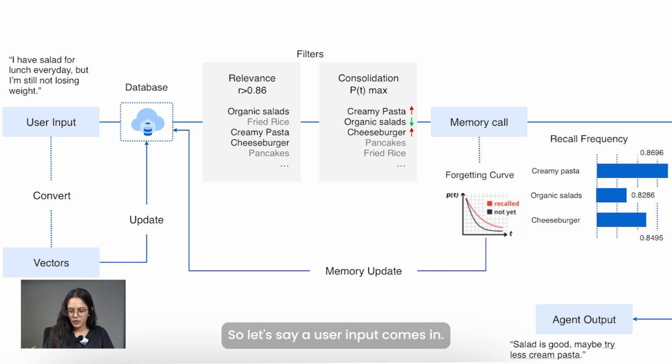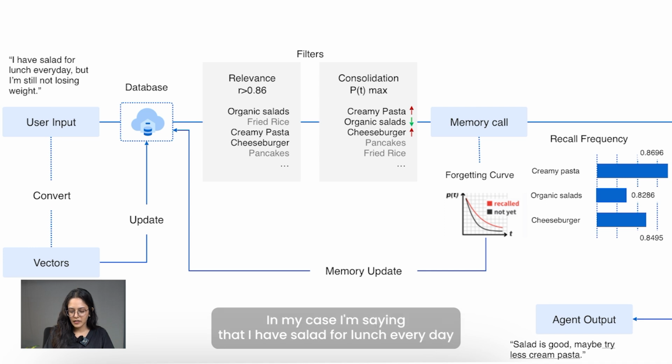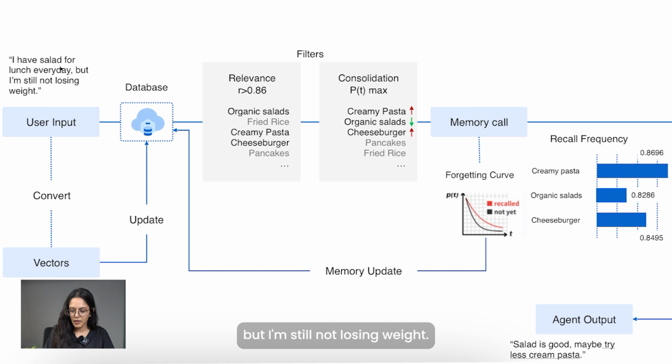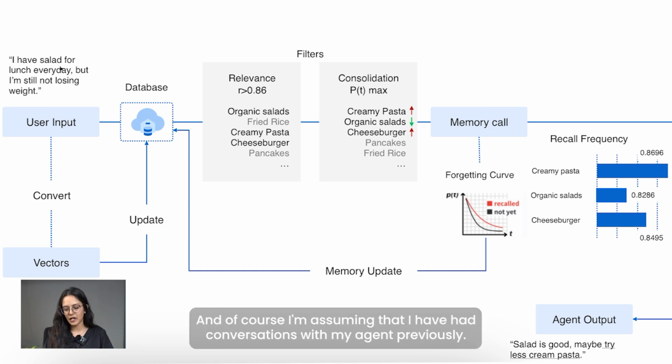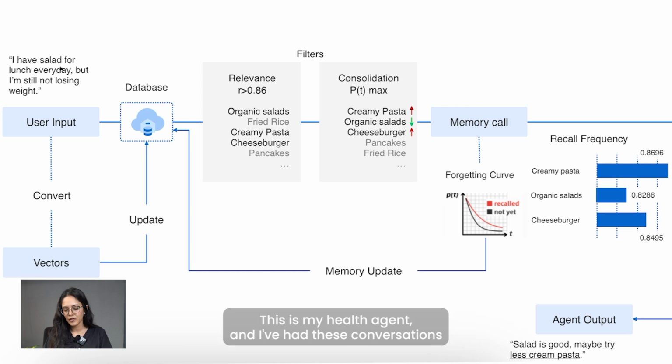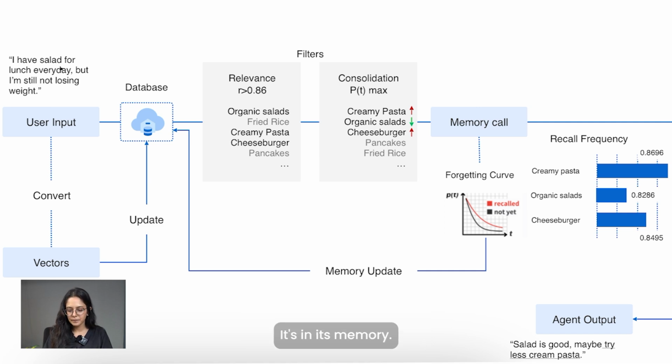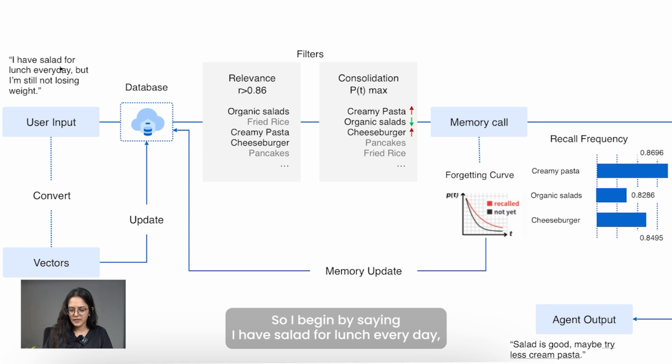So let's say a user input comes in. In my case, I'm saying that I have salad for lunch every day, but I'm still not losing weight. This is my response, right? And of course, I'm assuming that I've had conversations with my agent previously. This is my health agent. And I've had these conversations with my agent previously, so it has some information in its memory. So I begin by saying I have salad for lunch every day, but I'm still not losing weight.